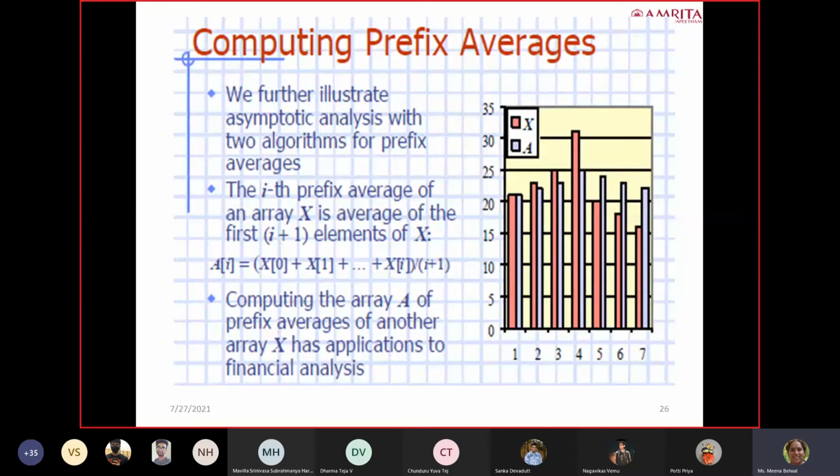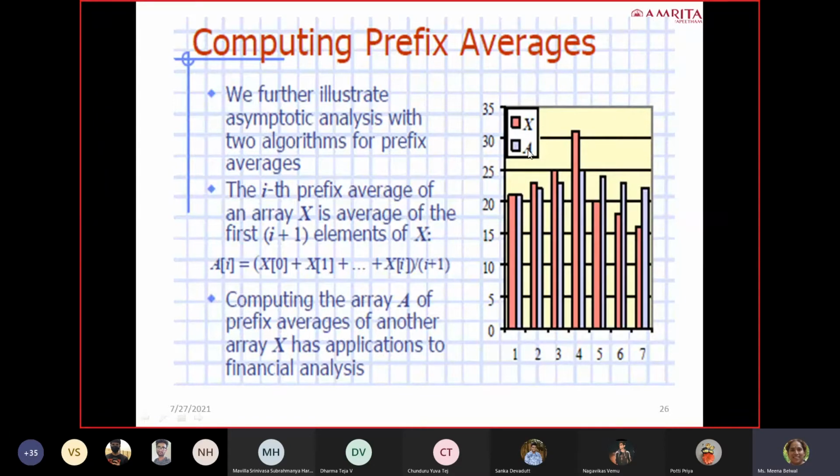What exactly prefix averages does is, you have two arrays. You have a given array, for example X is a given array, and corresponding to X you compute another array A. X is given to you and A becomes the output, such that A calculates the average of i number of elements of X.